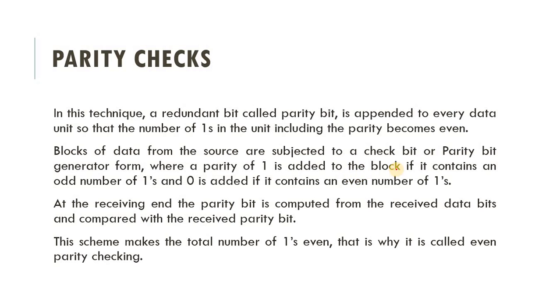then as we can see, the parity bit 1 is added to the block if it contains an odd number. If it is an odd parity, then we are adding 1 as a parity bit, and if it is an even parity, then we are adding 0 as a parity bit. So at the receiving end, the parity bit will be computed from the received data bits and compared with the received parity bit. So now we will send that data to the destination, and at the destination the receiver computes the parity bits, and if they match the sent parity bits, then the receiver accepts the data, otherwise it rejects it.